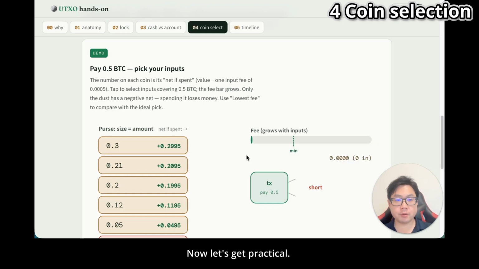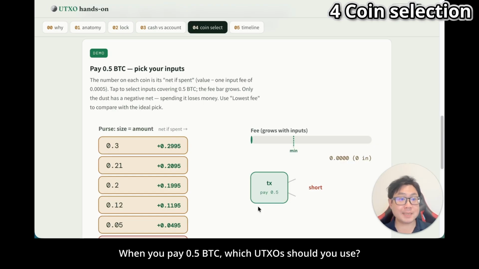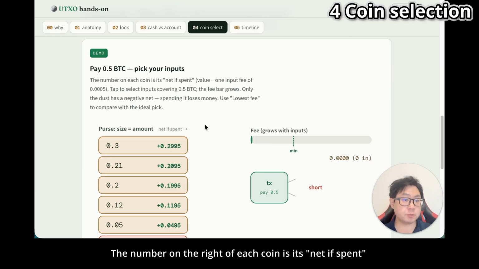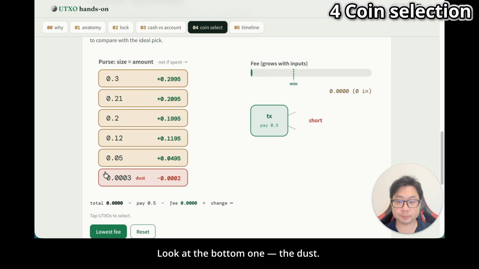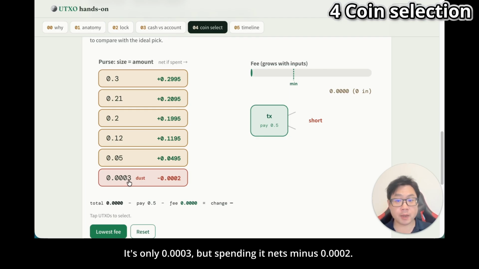Now let's get practical. When you pay 0.5 BTC, which UTXOs should you use? The number on the right of each coin is its net if spent: its value minus the fee for one input. Look at the bottom one. The dust. It's only 0.0003, but spending it nets minus 0.0002. The fee is worth more than the coin itself. So, on its own, it's effectively a negative asset.